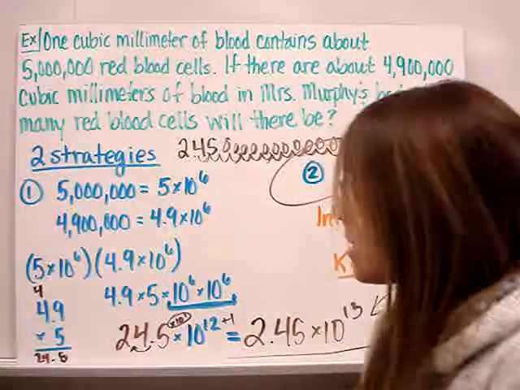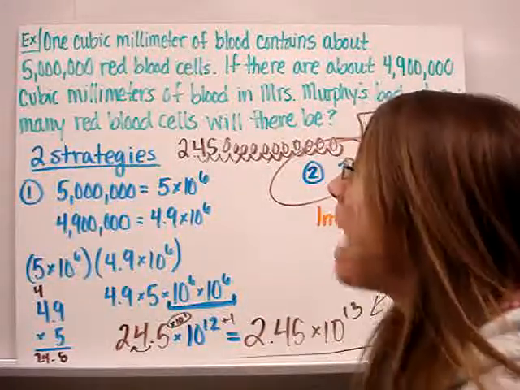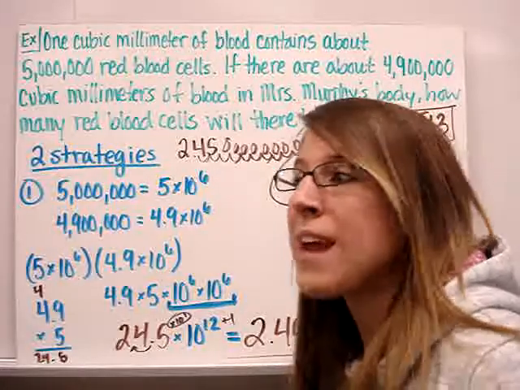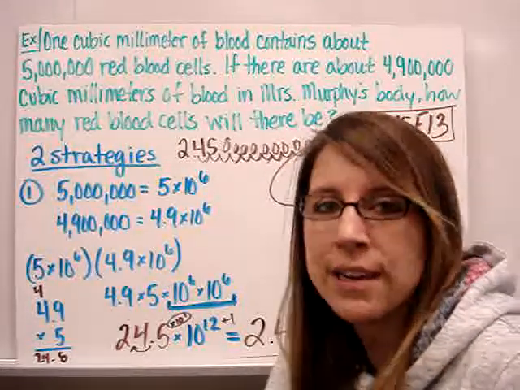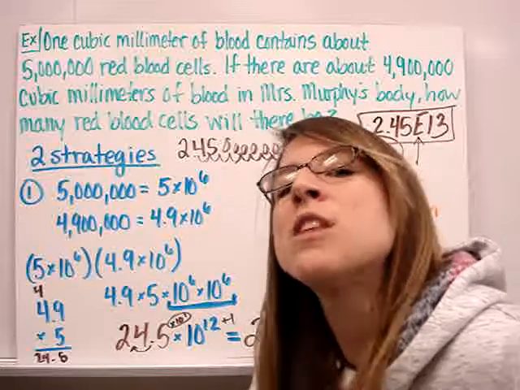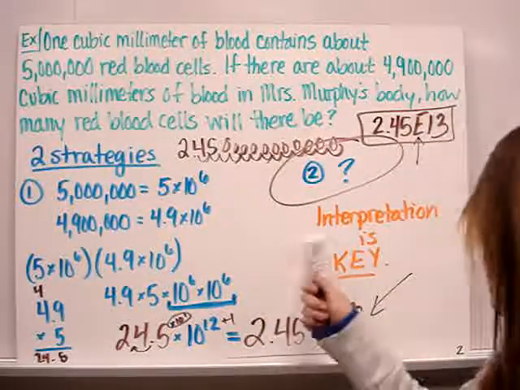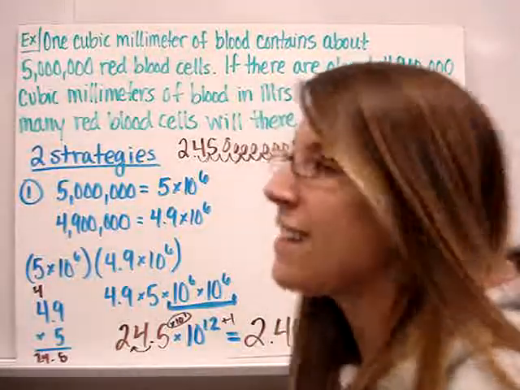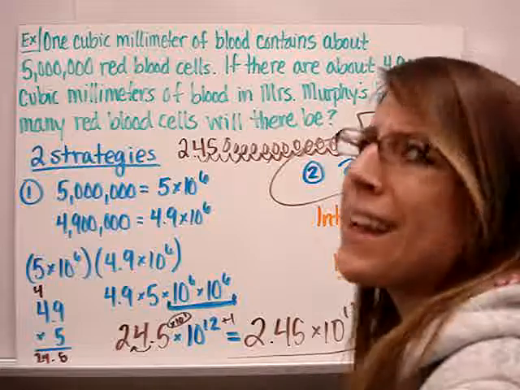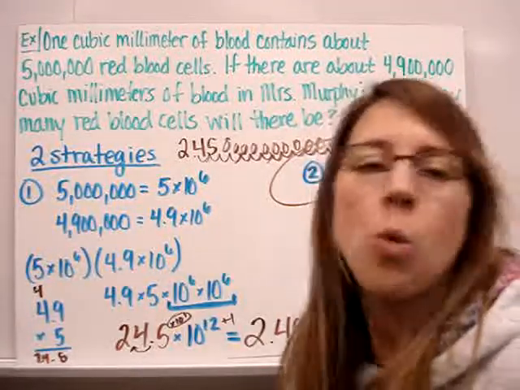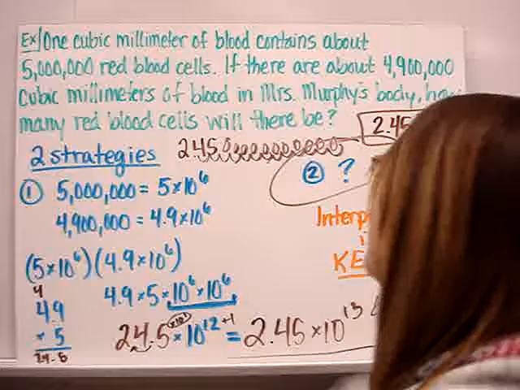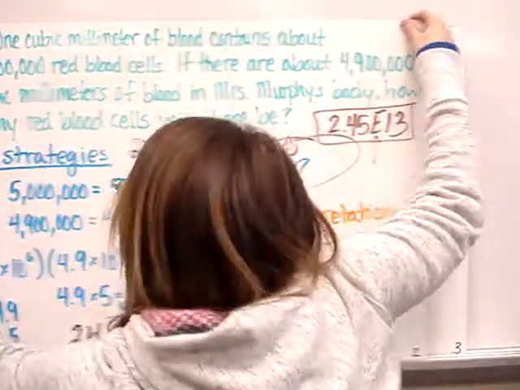Huge, right? That's why we use scientific notation. I would ask you to interpret that and maybe write it in words. 24,500,000,000,000. I mean, that tells me that you have interpreted it correctly. It is key, understanding the amount. If you were to think it was negative, it wouldn't make sense. If you were to think that it was less than 1, wouldn't make sense. It's all about interpretation.